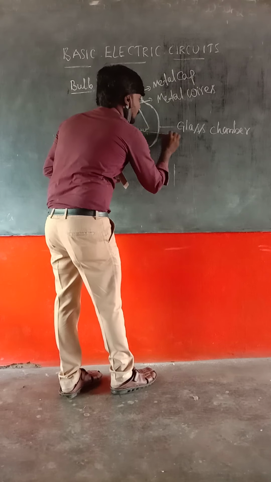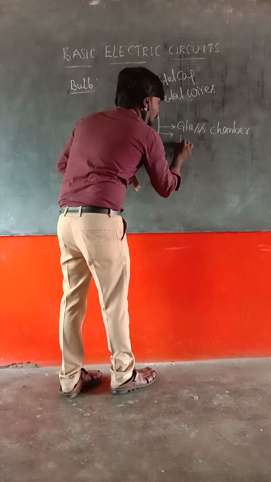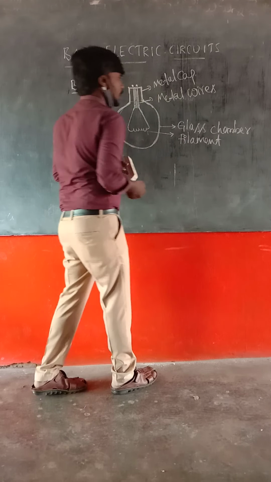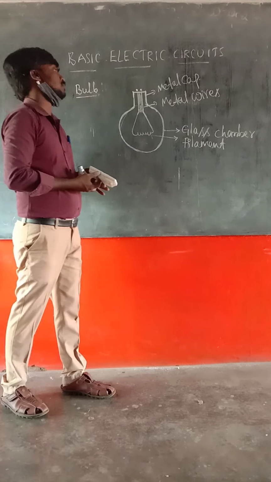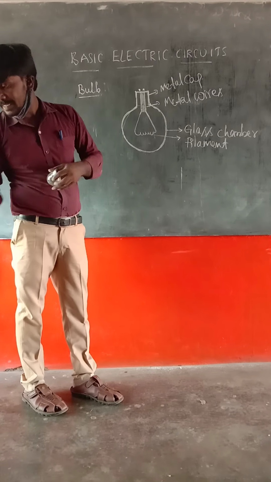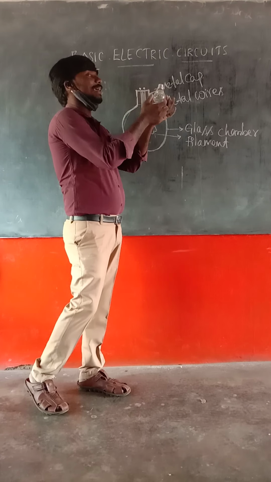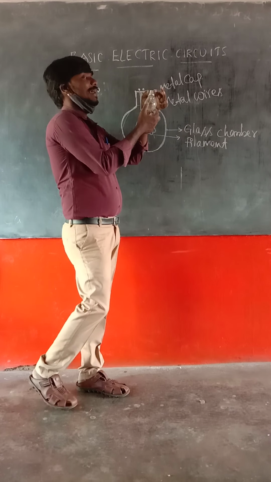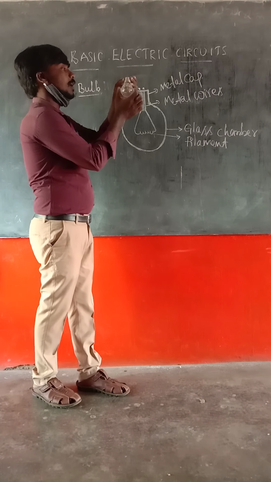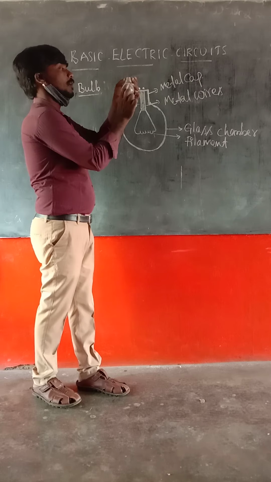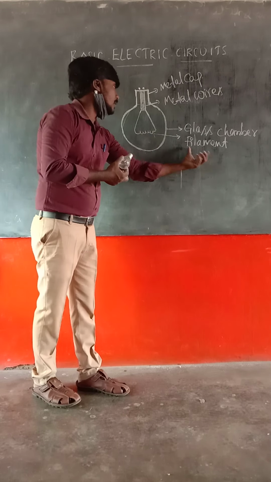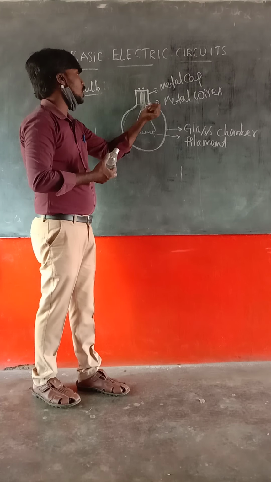And this is the filament, and it is the structure of a bulb. The bulb has mainly four parts. One is the metal cap. The total outer structure of glass is called the glass chamber. And one more thing, this is called the filament, and these are the metallic wires.